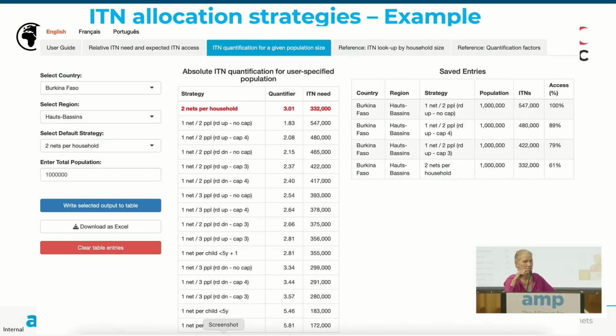So if you look like at the top line, it's 1 net to 2 people with no cap. So that's our ideal scenario, right? We're going to hit 100% access. And each one of those sublines gives you a different idea of what your net need would be and what access you can potentially achieve if you change that ITN allocation to households. If you're going to maintain campaigns, if you're going to look at going to lower coverage campaigns, if you're going to look at changing your allocation, I do suggest you use this tool, and I'm sure Steve would be more than happy to chat with countries if they're interested.